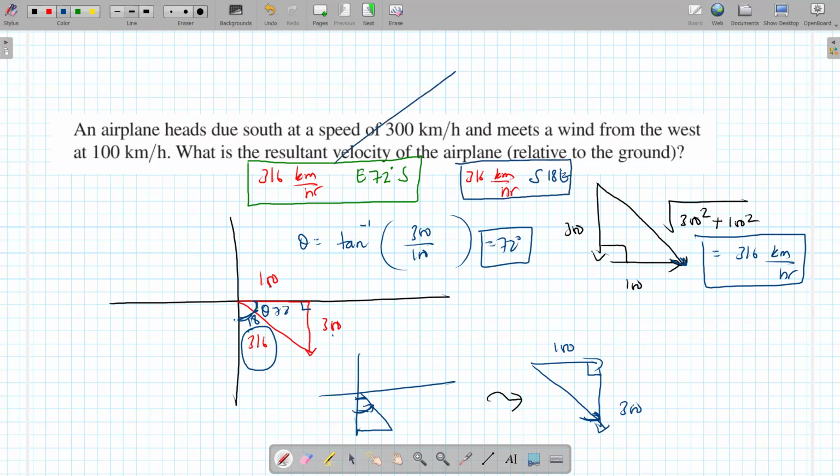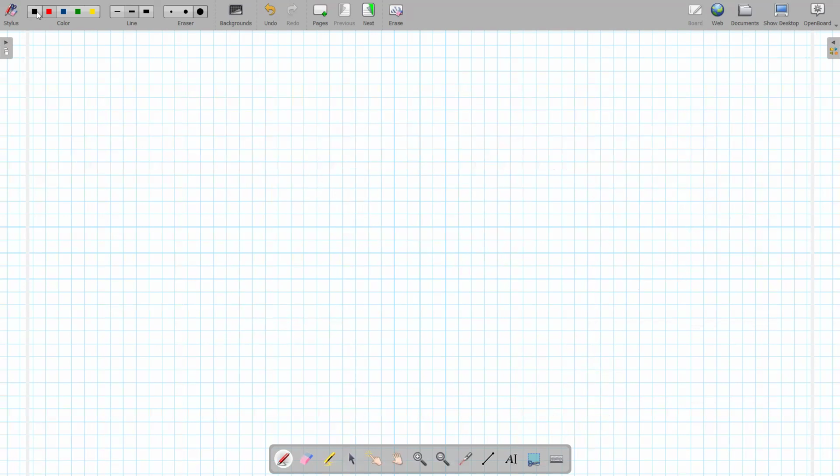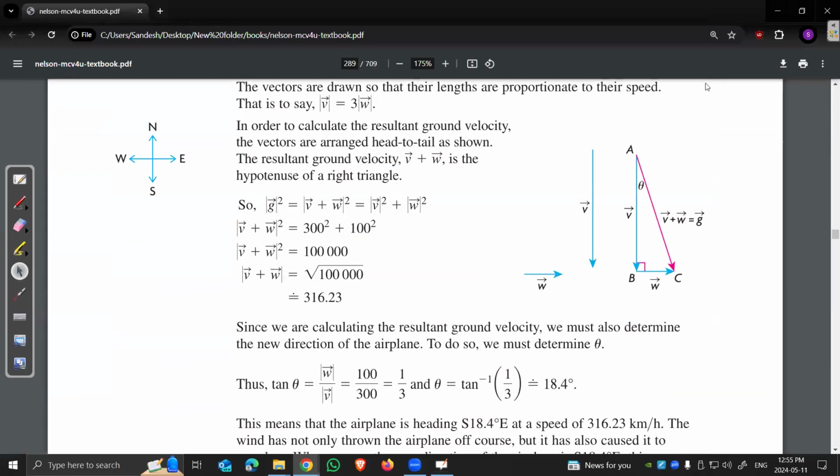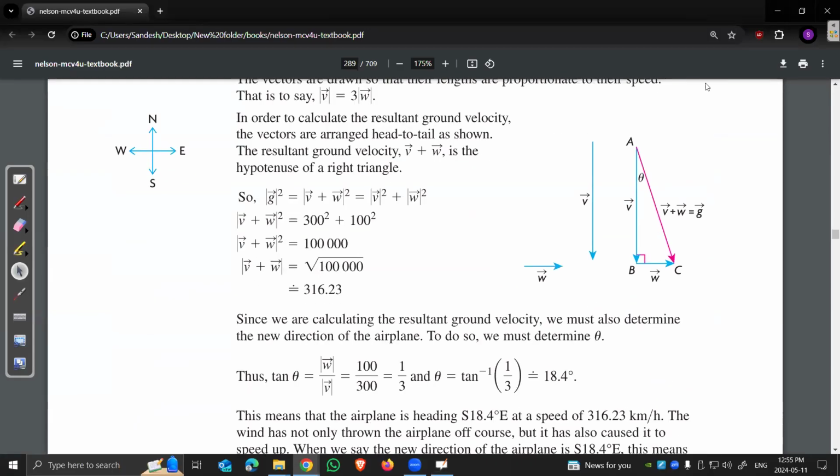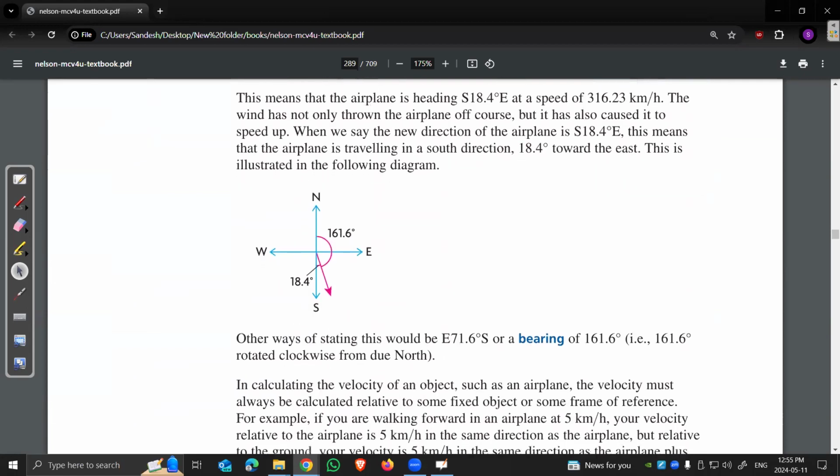Both of these represent the same thing, this vector here. It's just different ways of calling it. That angle is also this angle here. It just depends on where you place it on the coordinate grid. And that's the answer. You can definitely use SOHCAHTOA because it is a right angle triangle. So it's east 72 degrees, 71.6 south. That was the big angle here. Or you can also go 18 degrees this way.